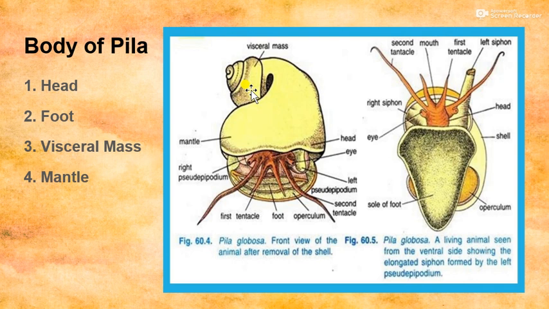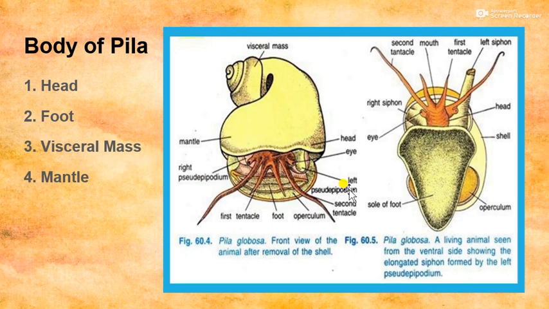The edge of the mantle is thick and contains shell glands, which secrete the shell. Above the thickened edge, there is a supramarginal groove. The mantle also has two fleshy lobes called nuchal lobes, or pseudopodia. Look at this, right and left pseudopodia, which are joined on either side of the head.